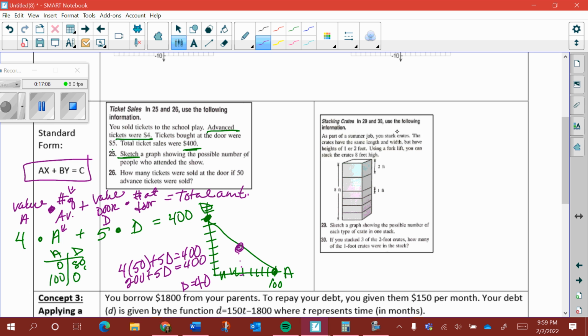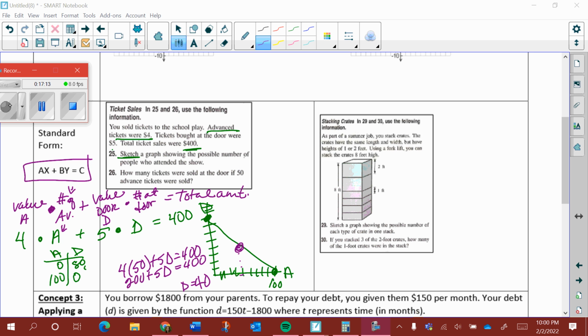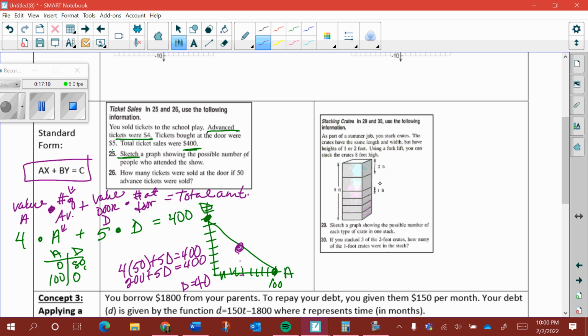Go ahead and try the stacking one as well. I will tell you that I have 2 different kinds. So stacking crates, I have 2 different size crates. I've got 2-foot crates and I've got 1-foot crates. And I have a total of 8 feet. So again, I'm going to use this ABC format. I've got 2 items and a total.